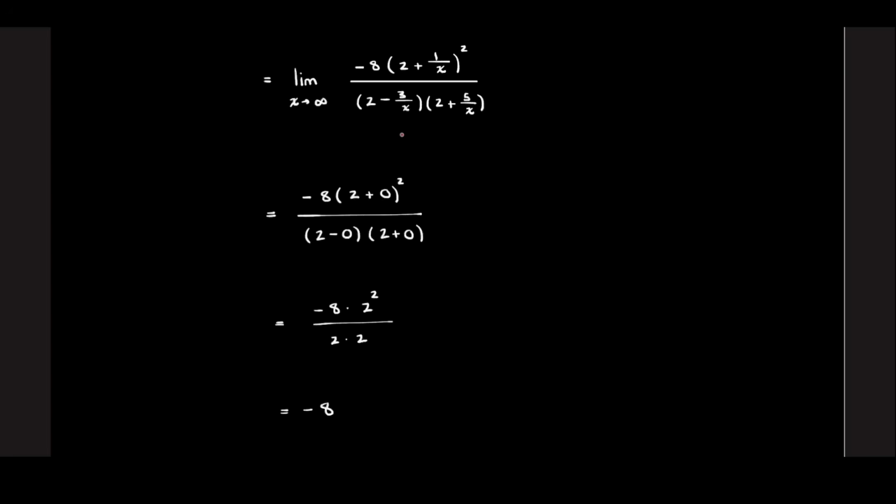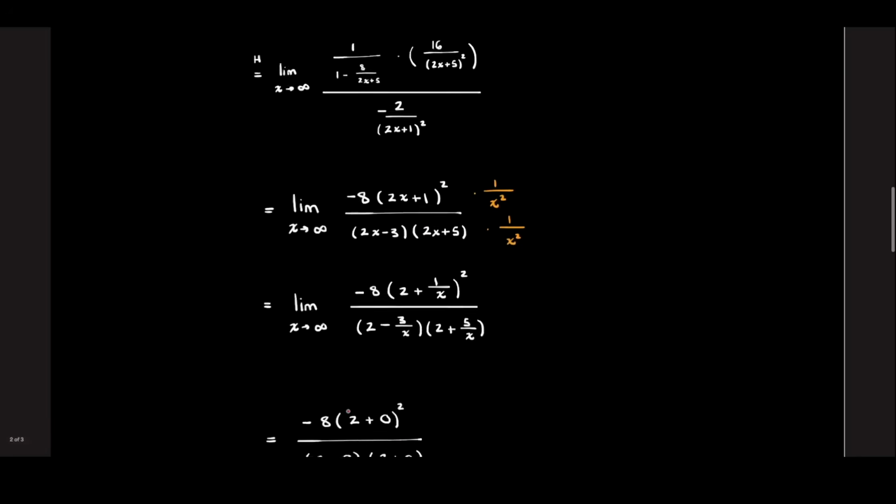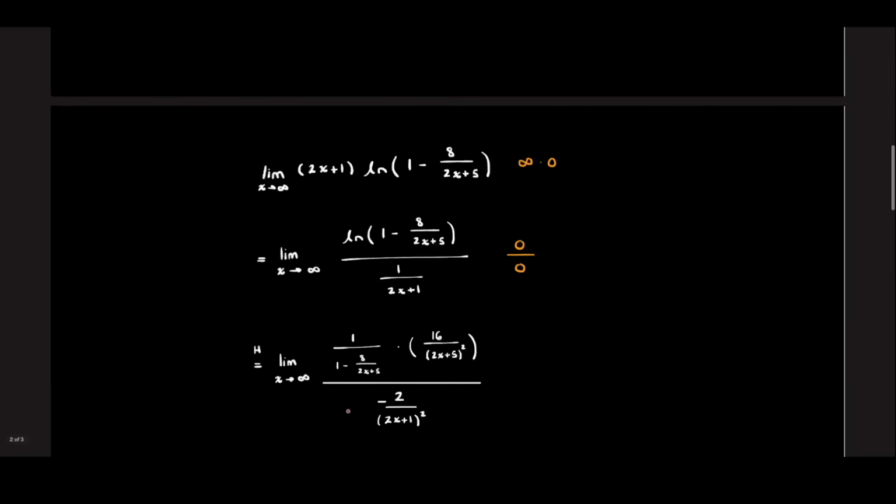Now when we take the limit, we see that this term approaches 0. These terms just approach 0. And so really we have minus 8 times (2 plus 0) squared. In the bottom, we have (2 minus 0) times (2 plus 0). So 2 squared and 2 squared on the bottom, those just cancel, and you just get minus 8. And so therefore, the value of this indeterminate product that I was mentioning before is indeed minus 8.